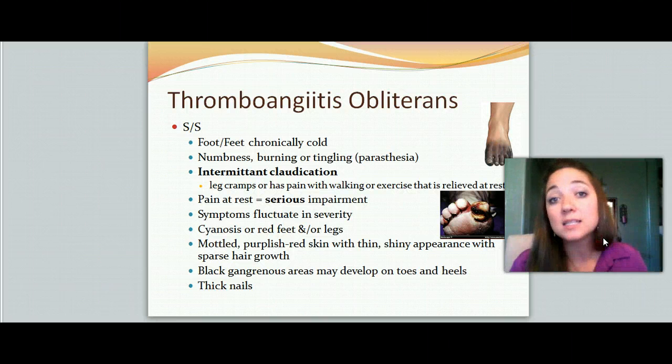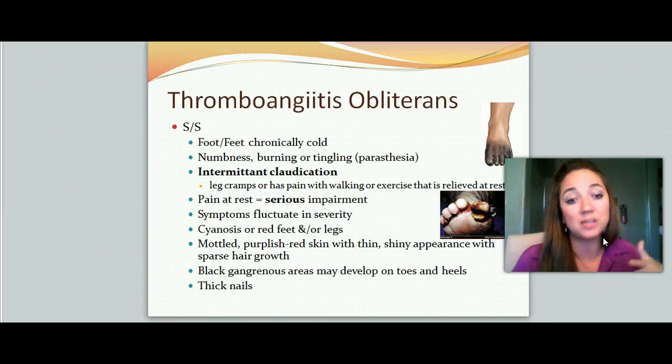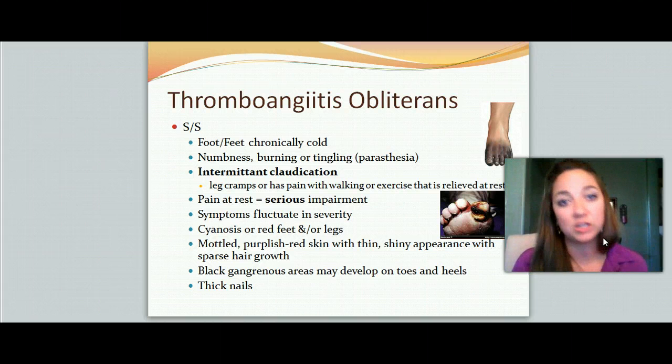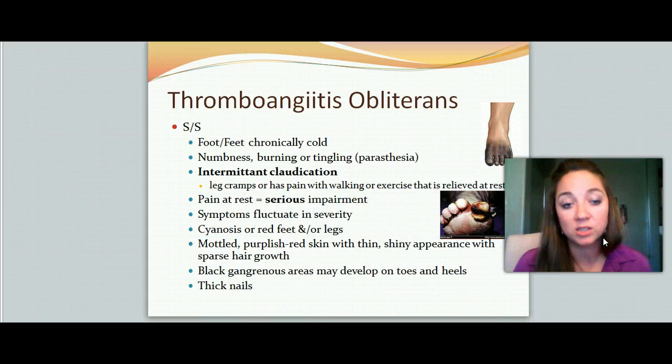Now, as the disease progresses, it won't just be intermittent anymore, okay? And that is when they just have severe pain all the time. Even when they sit down, put their feet up, it just hurts. That is when it's very, very serious at this point, okay? And that's when doctors look into more serious treatment methods and everything, okay? The symptoms are going to fluctuate in their severity just based on what's going on with the patient, their risk factors, and how much the disease has progressed also.